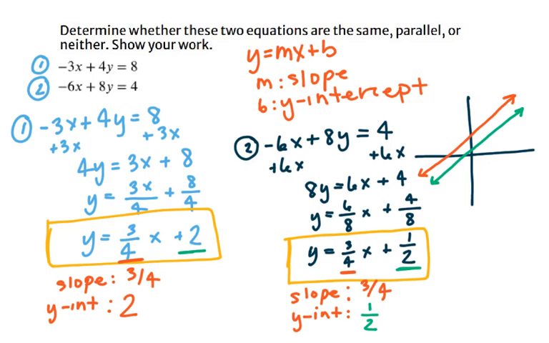So these lines are parallel because they have the same slope, but they are different lines because they have different y-intercepts. And we know that when lines are parallel, we are not going to have a solution to our system of equations because these lines, because they are parallel, are never going to cross each other. And we know that solutions to systems of equations occur where two lines cross each other. So the correct answer here is that these lines are parallel.